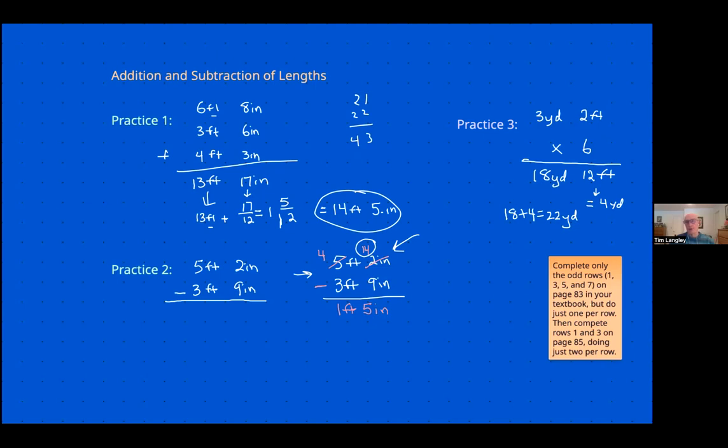We've got yards. Now we've got multiplication. Okay, this is times. So I've got 3 yards and 2 feet times 6. All right, 6 times 2 gives me 12 feet. 6 times 3 is going to give me 18 yards. Okay, but 12 feet is how many yards? Well, there's 3 feet in a yard, so 3 goes into 12 4 times. So I've got 18 plus 4 is 22 yards total.